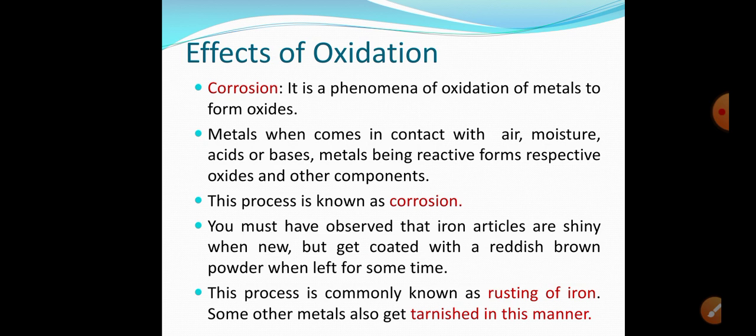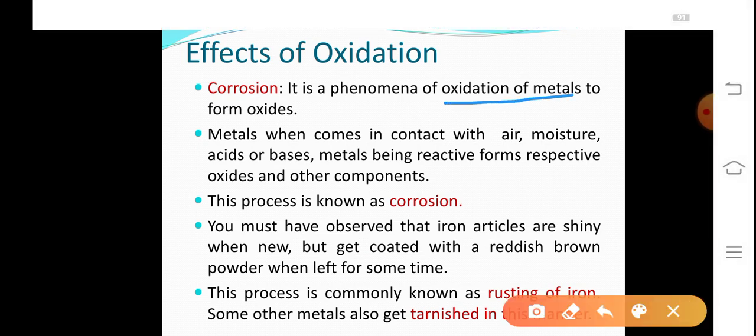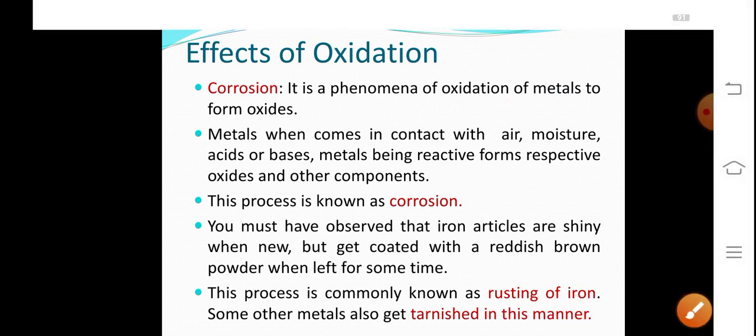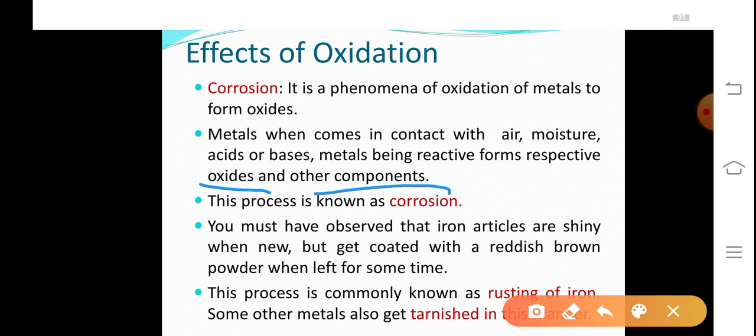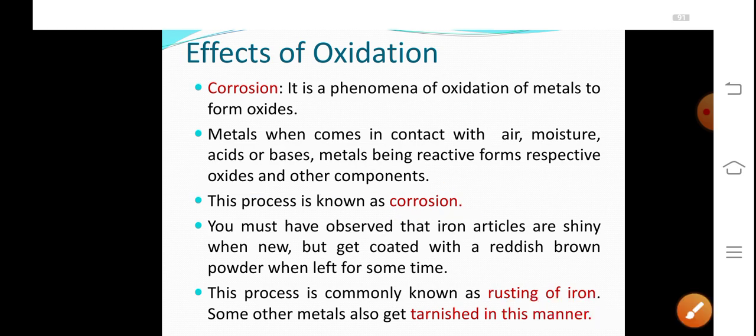Now let us learn more about the effects of oxidation. Corrosion is one of the most common effects of oxidation. So what is corrosion? It is the phenomenon of oxidation of metals to form oxides. But why do metals get oxidized? When metals come in contact with air, moisture, acids or bases, then what happens? Metals, being reactive, form respective oxides and other compounds. This process is known as corrosion. So, the conversion of a metal to its oxide is known as corrosion and it is an effect of oxidation.